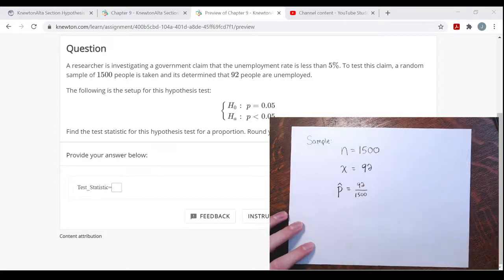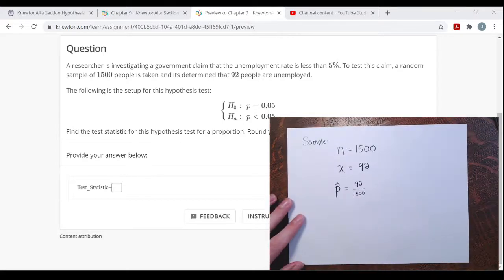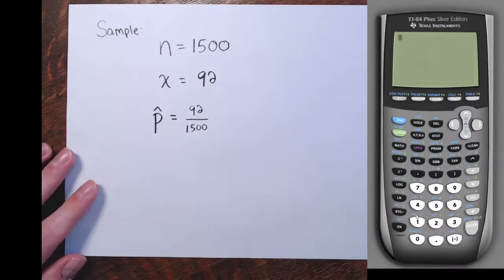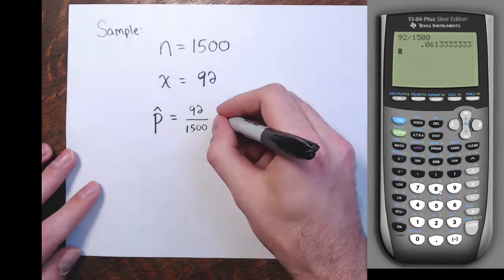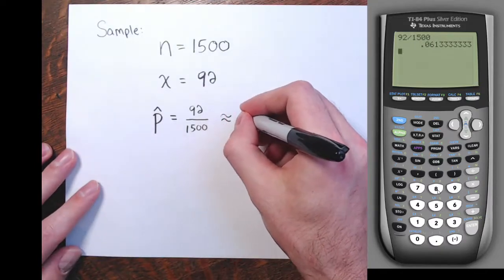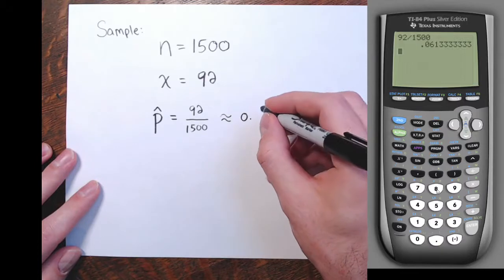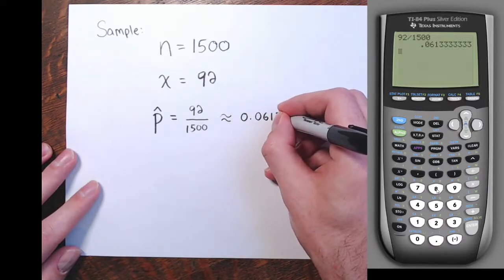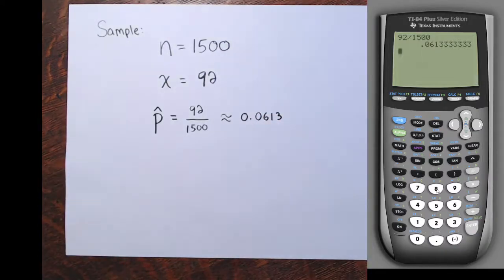So let me go to the paper, make it a little bigger. Now 92 out of 1,500. Punch that in. So it's approximately 0.0613. A little more than 6% of this sample was unemployed persons.